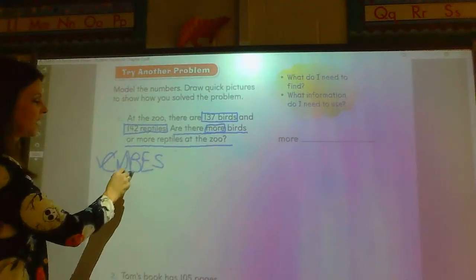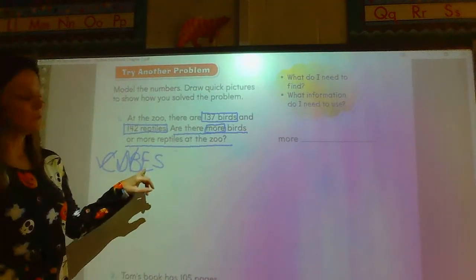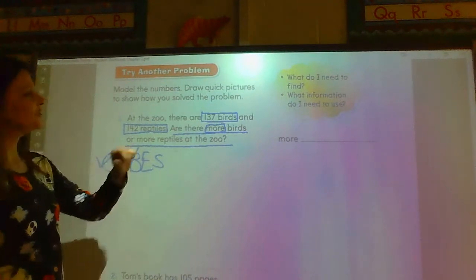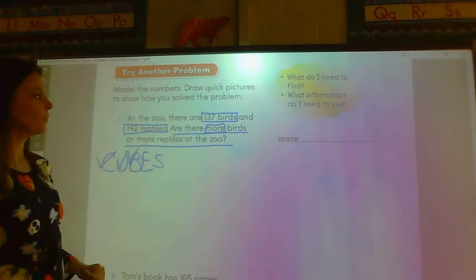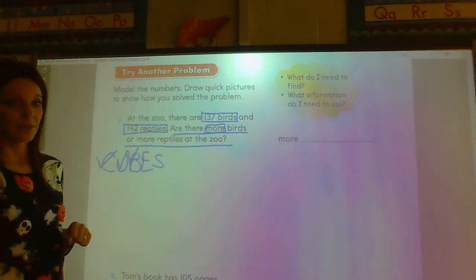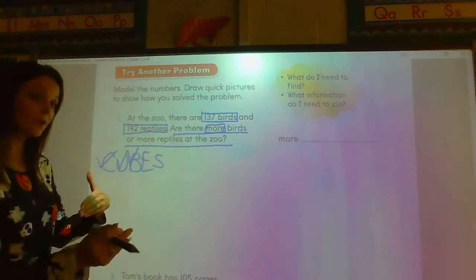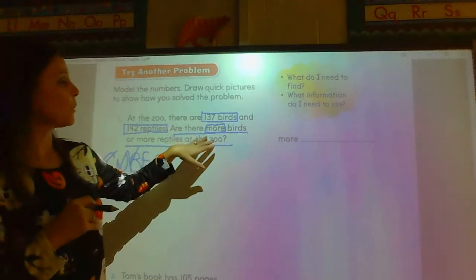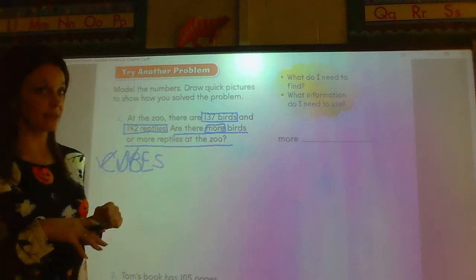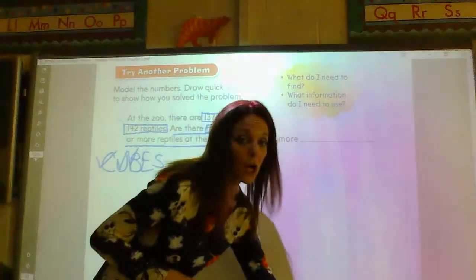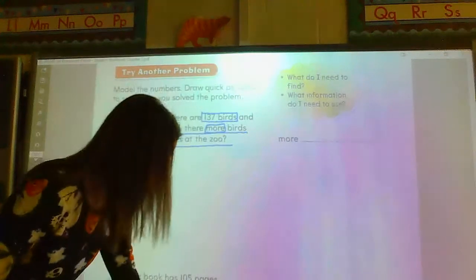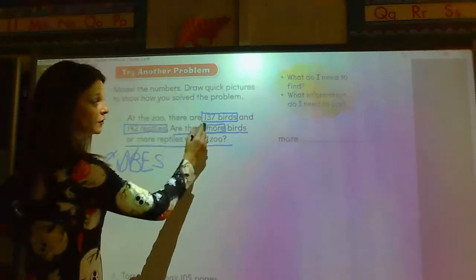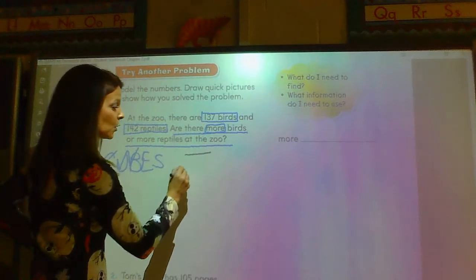Good job. Now we need to evaluate. Well, it's a little bit easier this time because they told us what to do. We need to draw quick pictures to show how we solve the problem. Now to evaluate a little further, I know I am comparing because they want to know if there are more birds or more reptiles at the zoo. So let's draw a quick picture to represent our numbers. Our first number is 137. So let's draw our quick picture.